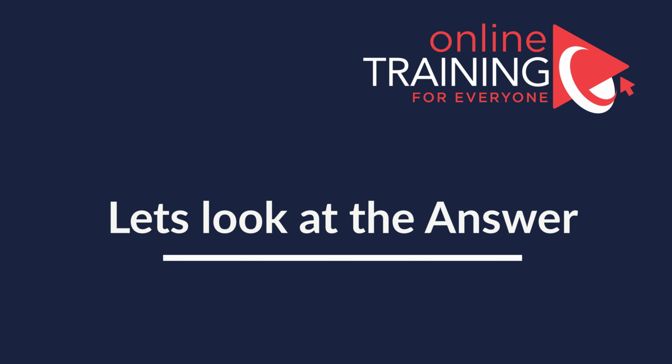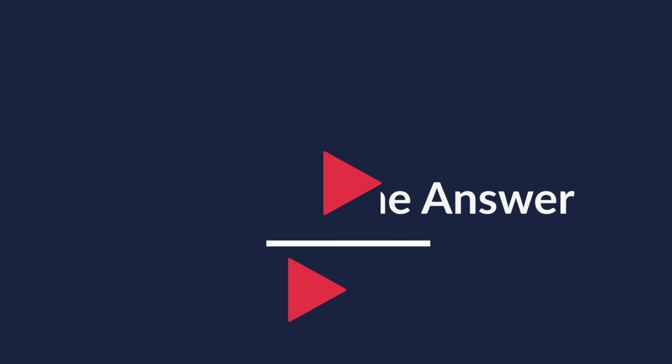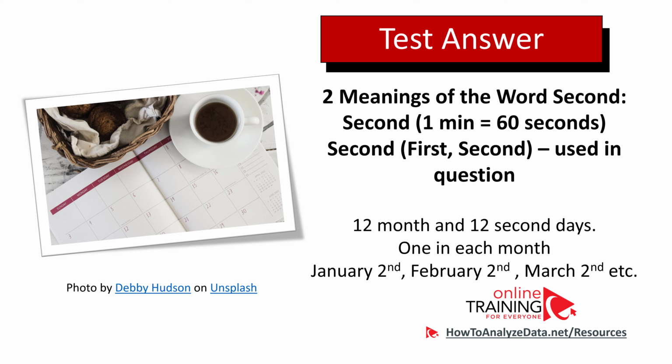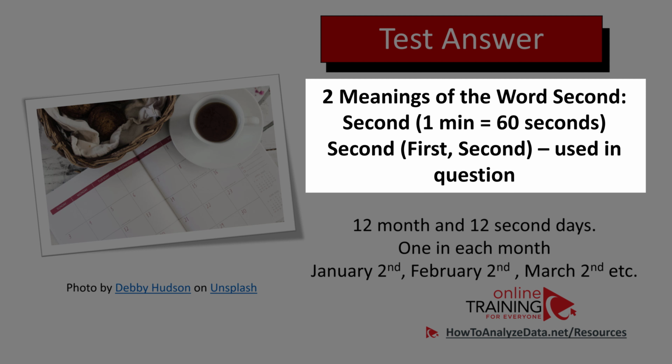Now let's continue and get to the correct solution together. Obviously, this is a tricky question, and it challenges your understanding of the word second. There are 2 meanings of the word second. One is second, for example, 1 minute has 60 seconds. But the other is second, where you have a sequence of first and second. And the second meaning of second is used in this particular question.